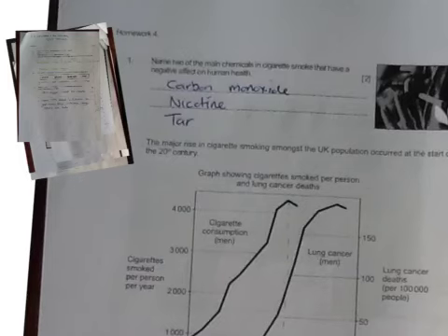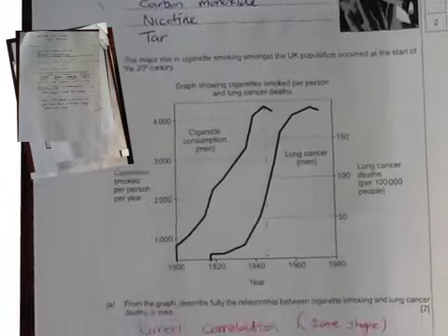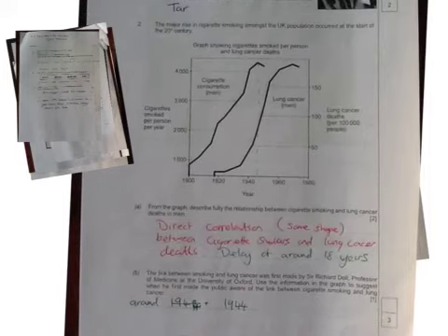Name 2 other chemicals in cigarette smoke that would have negative effects. So I've got carbon monoxide, nicotine, or tar. They're all going to have a negative effect on you from smoking. And then it wants to know the relationship between these.